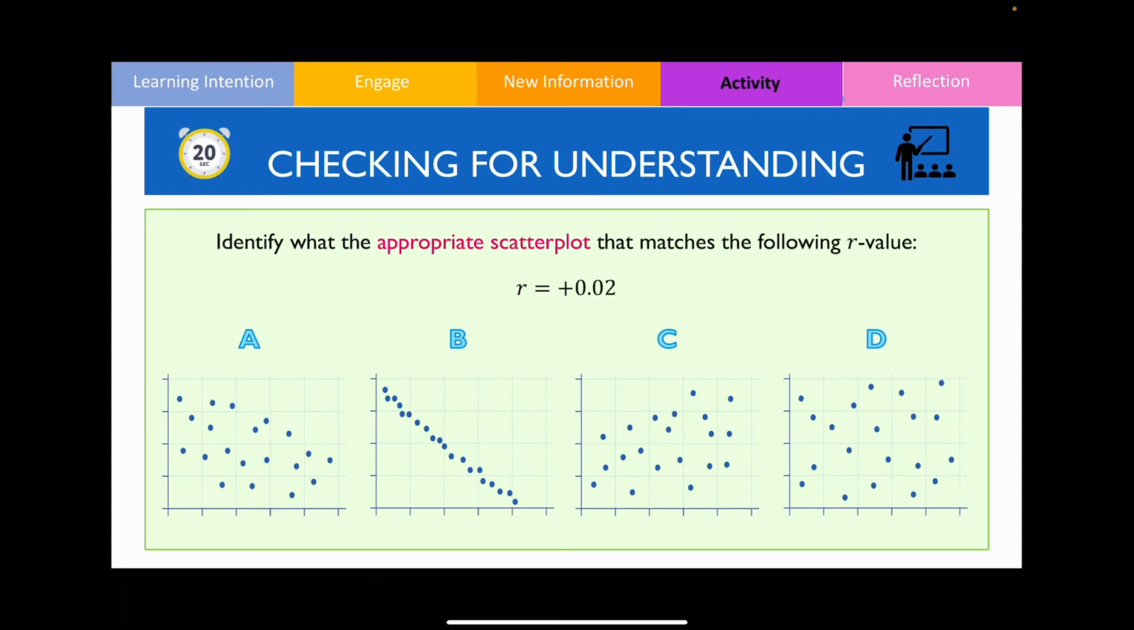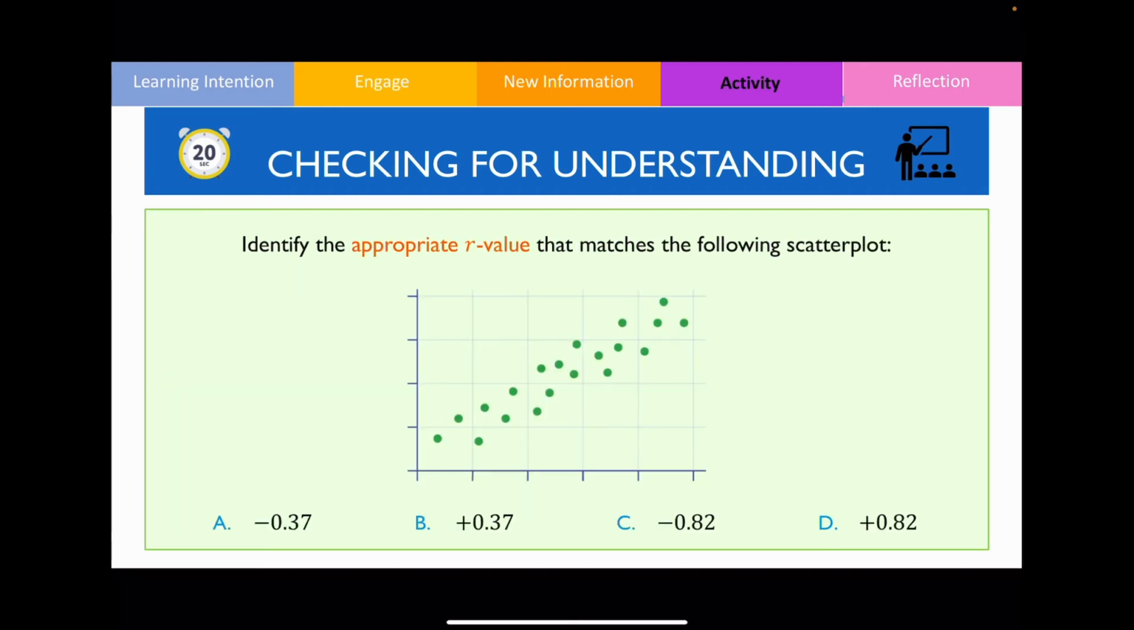Similarly, do the exact same thing for an R value equal to +0.02. In this particular question, because this value is a lot closer to 0, I know that this is going to have no correlation whatsoever. As a result, the answer is going to be D.